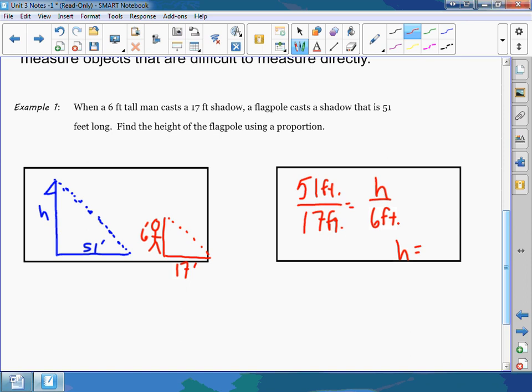What do you have, Ava? 18 feet? Looks good to me. I don't know if any of you caught this. I asked you to use a proportion, but you didn't have to. Did any of you find a scale factor relating the person's shadow with the flagpole's shadow? What about 51 and 17? How are they related? Jack? Exactly. Now, numerically, how are they related?